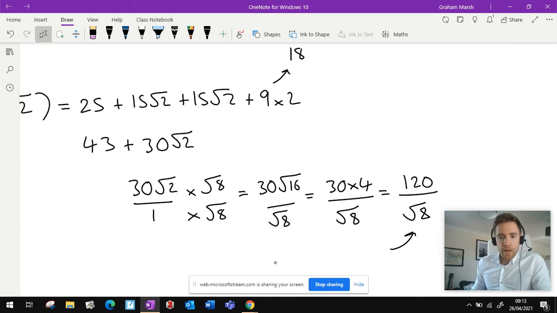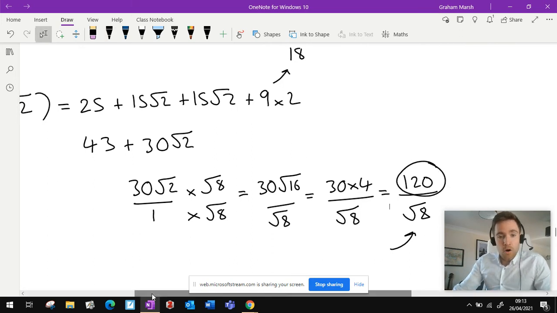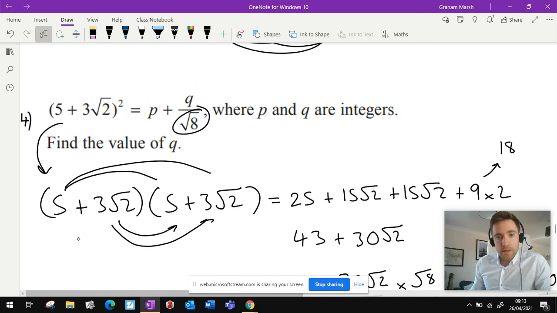So you wouldn't normally write an expression with a surd on the bottom, but in this case, this question, they want you to do that. So the answer for this question is 120, because that's the number on the top of that fraction in the place of the Q, which is what you were looking for.